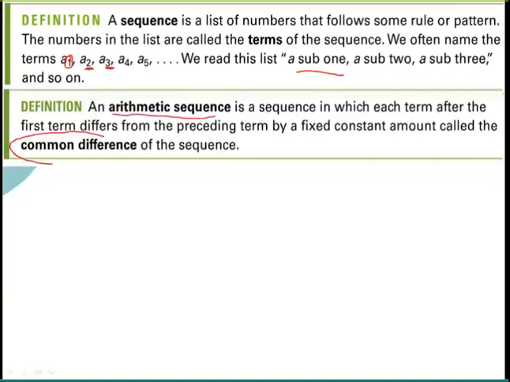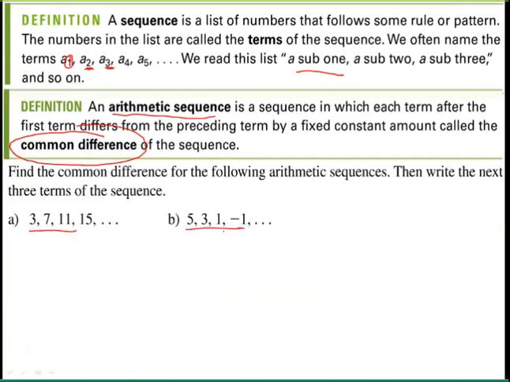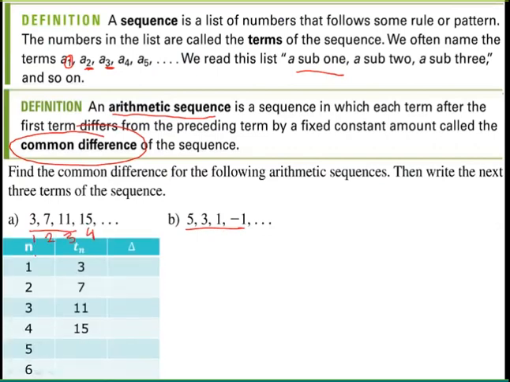The key here is we have a common difference in our sequence. For example, here are two arithmetic sequences, and what we'll see is that there's a common difference between them. I like to look at these as a table, where if this is our first term, our second term, our third term, our fourth term, if I turn that sideways and write it as a table, you'll see first term is 3, second term is 7, third term is 11, and so on.